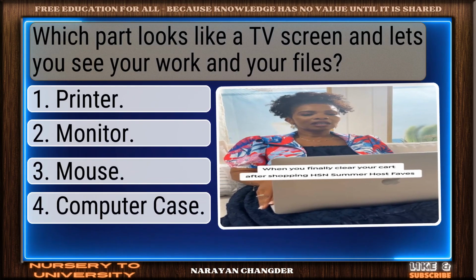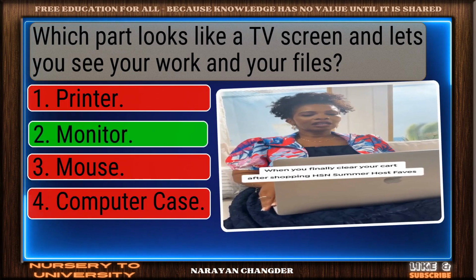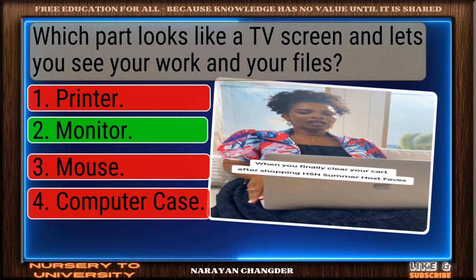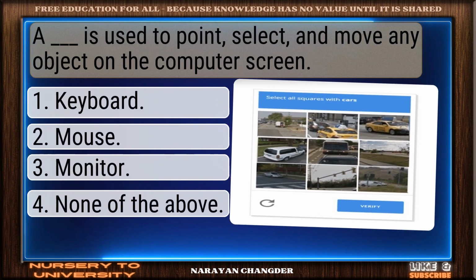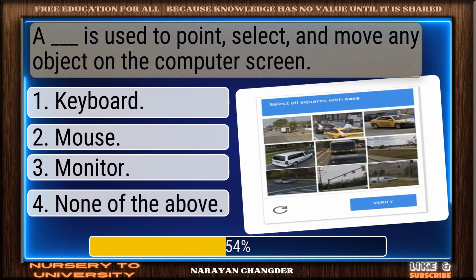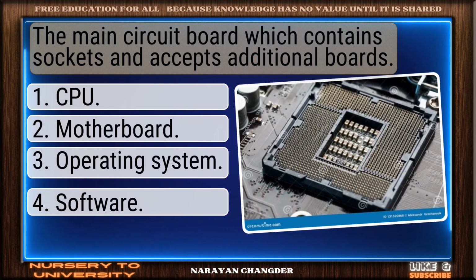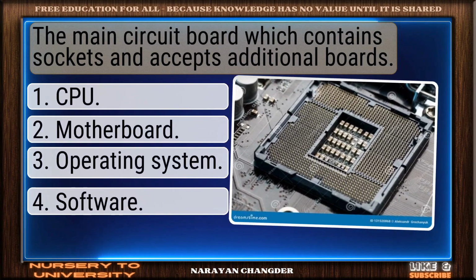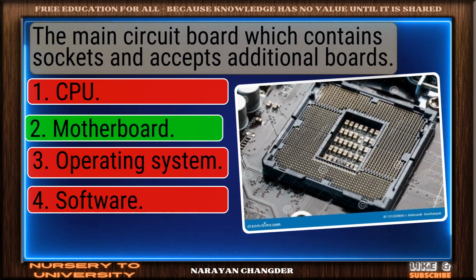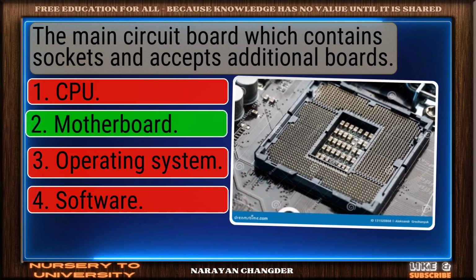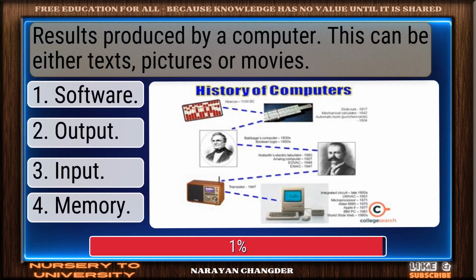Which part looks like a TV screen and lets you see your work and your files? Smart pick. Monitor is the correct choice. A dash is used to point, select, and move any object on the computer screen. Exactly. Mouse makes sense. The main circuit board, which contains sockets and accepts additional boards. Strong choice. Motherboard is the right answer. Results produced by a computer. This can be either texts, pictures, or movies.